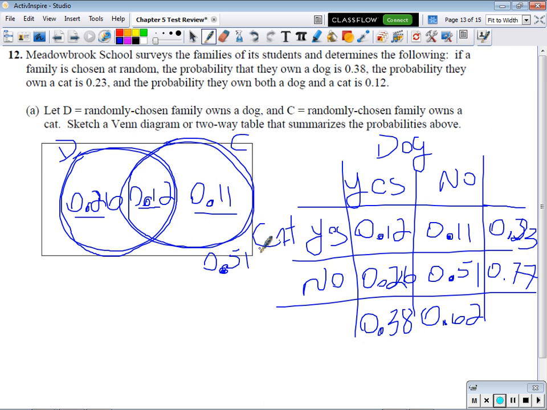If you're looking at the two-way table, the probability that someone owns a dog or a cat would be the probability that someone owns a cat, 0.23, plus the probability they own a dog, 0.38, minus the probability of both, which would be 0.12, which also comes out to be 0.49. So that's just some different things with those ones there.